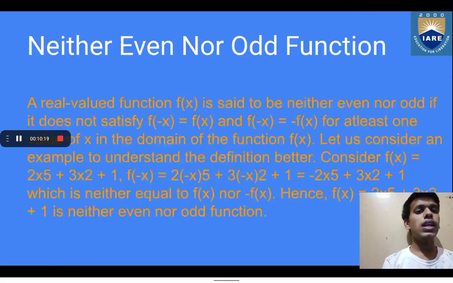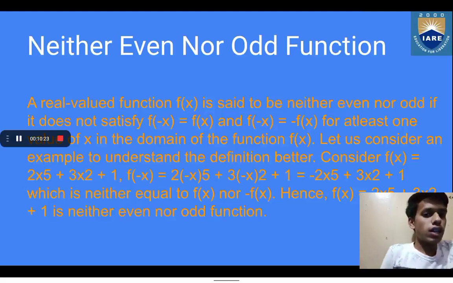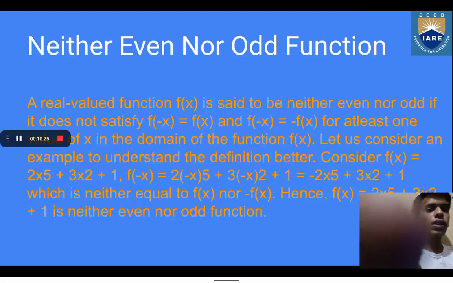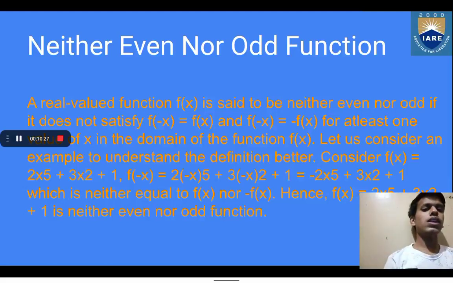Next, neither even nor odd. Some functions may be neither even functions nor odd functions. That is, a real valued function f of x is said to be neither even nor odd if it does not satisfy f of minus x equal to f of x and f of minus x equal to minus of f of x for at least one value of x in the domain of the function f of x.